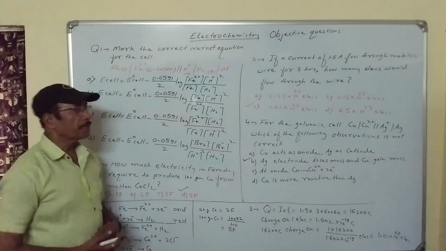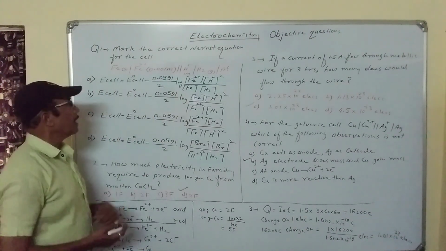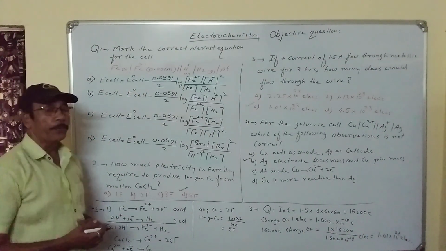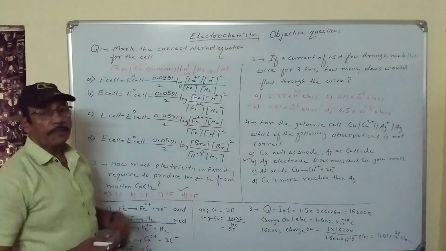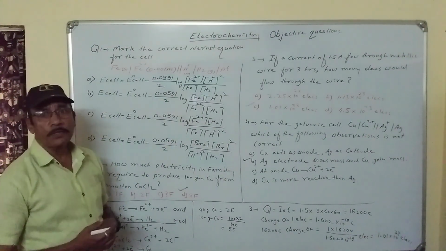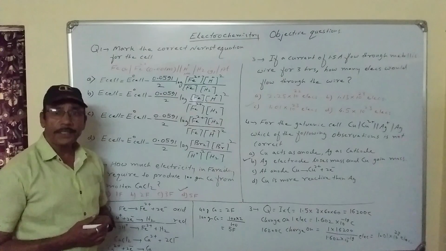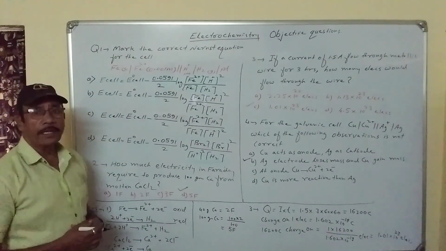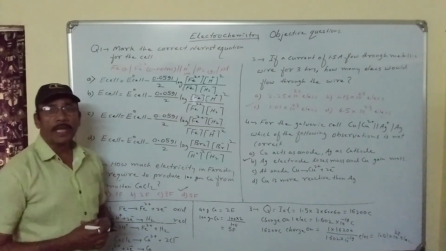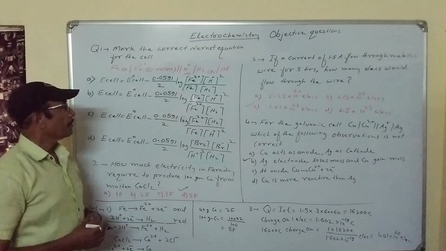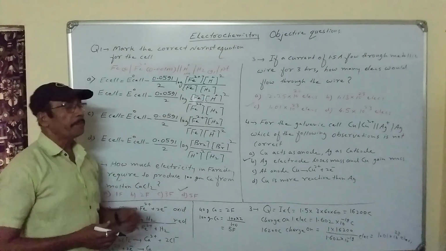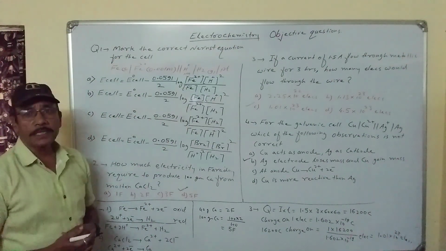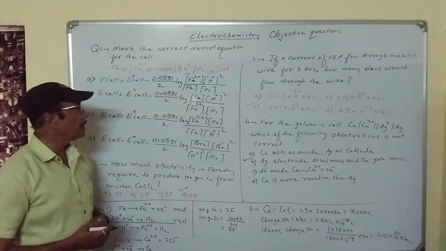While writing the Nernst equation, E cell will be equal to E degree cell minus 0.0591 upon 2. The 0.0591 is the value of 2.303 RT divided by F, where R is the gas constant, T is the absolute temperature, and F is the Faraday, 96500 coulomb. When we solve it, the value is 0.0591, and the 2 is the number of electrons involved in the reaction.